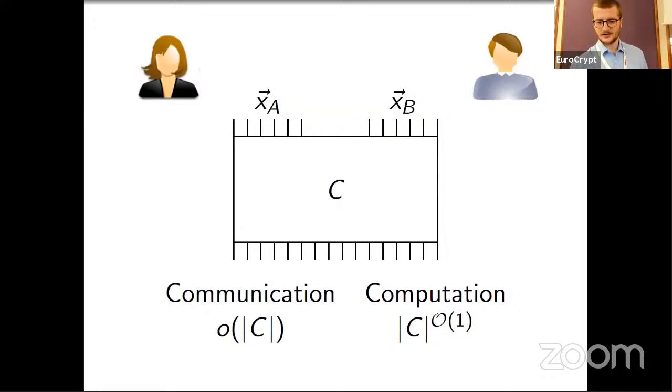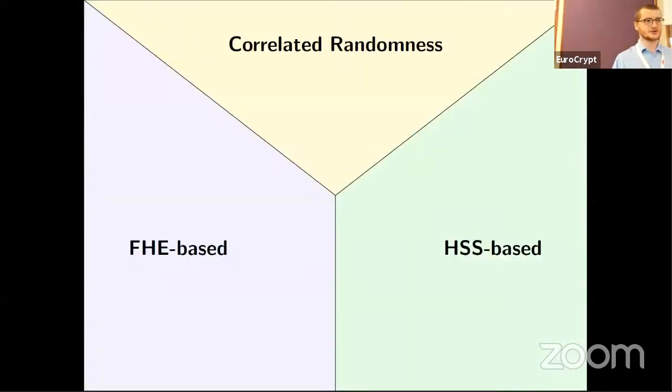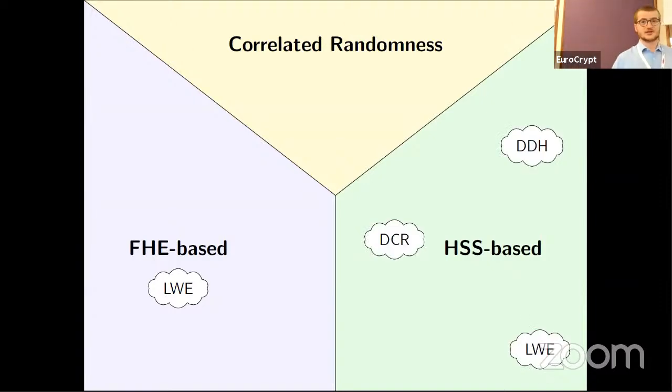So before this work, there were many solutions. I'm not going to talk really about the correlated randomness model or the FHE-based solutions, because our work is more about HSS, homomorphic secret sharing. So you have a secret sharing scheme equipped with some homomorphic properties. You take some shares of the input, which you can convert into additive shares of some function of the input. So there are a couple of assumptions under which this tool is known. And our contribution is simply to add LPN to this list of assumptions under which you can do sublinear computation.